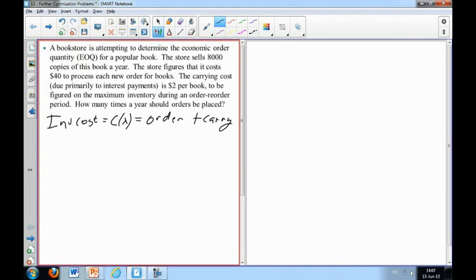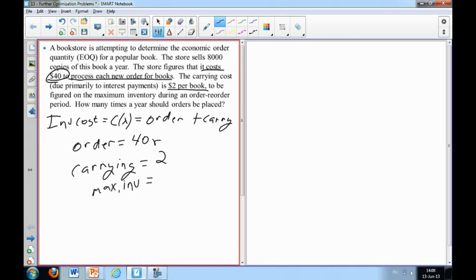Now when we're doing this, we look at the ordering cost, and they tell us that immediately. It costs $40 to process each new order. So the order cost is simply $40 per order, which is going to be 40 times R. R is the number of orders per year. The carrying cost, we're told up here that it's $2 per book. But the method of inventory is based on maximum inventory, and maximum inventory, we said, was simply X. So we multiply these two together to find that the carrying cost is going to be 2X.